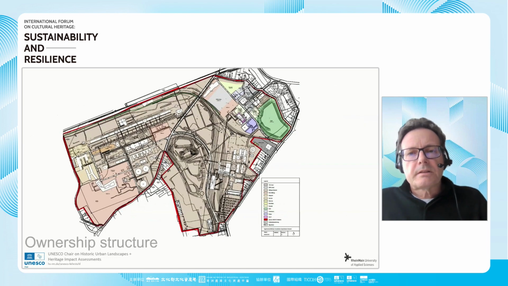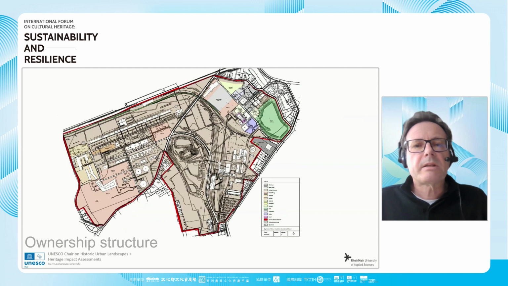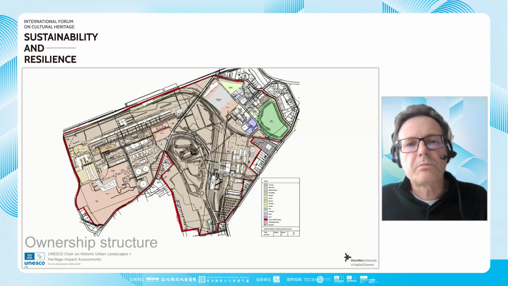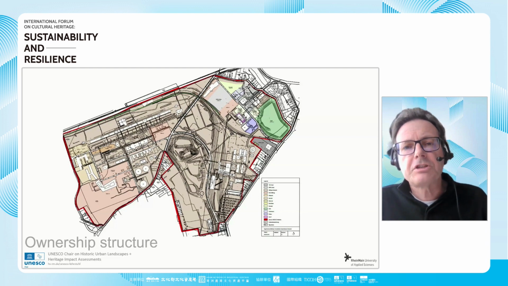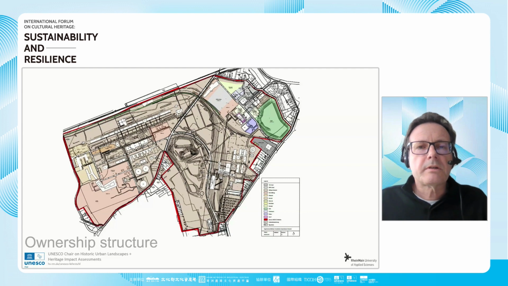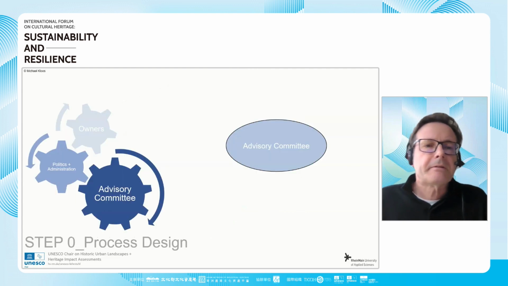So this is a starting point for Zollverein coal mine plant, just kind of a site plan, and the site has quite a complex ownership structure. Large parts of the site are owned by one institution, but there are also other owners, which of course have different intentions to redevelop the site. So there are some issues here.